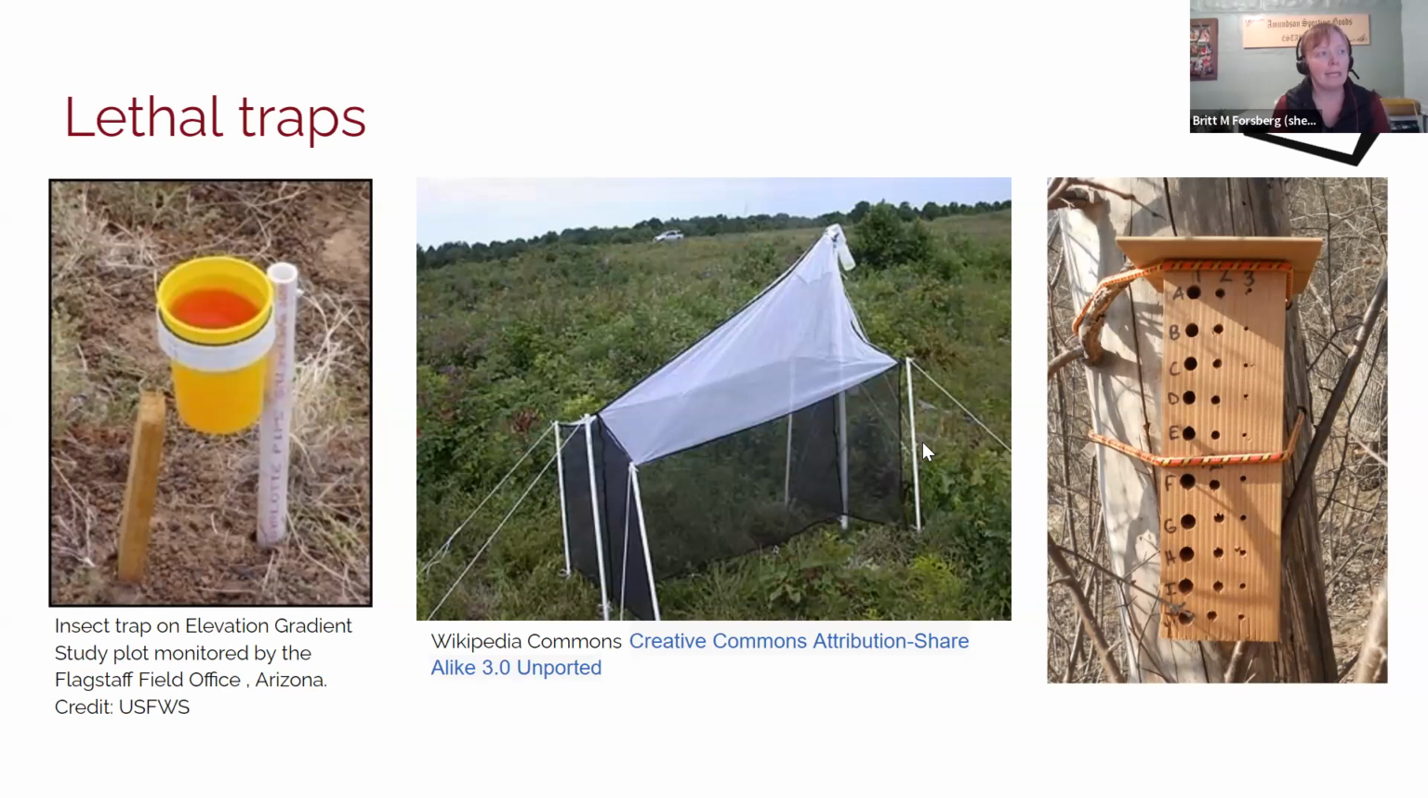The picture in the middle is called a Malaise trap. Insects fly in, they hit the walls, and then the light part at the top, they're funneled up into a little collecting jar here. That's probably filled with ethanol or some other kind of preservative where they would die.